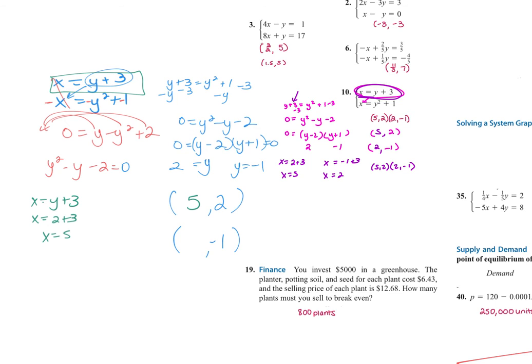And then for -1, I'd plug in x equals -1 plus 3, and x equals 2. So that should be the two solutions if it's squared.